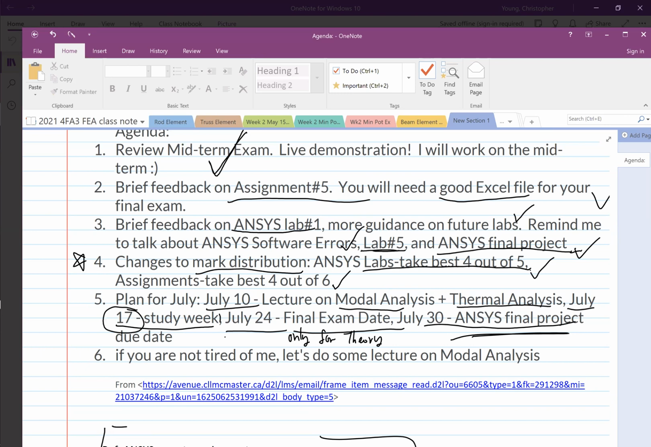Any questions on the plan? For the final, is it going to focus more on the 2D elements, modal analysis and thermal analysis, or is it going to be cumulative? Could be anything. But I promise you, nothing strange. You've seen all those before. Nothing strange, but not identical though. All right, makes sense. Thank you.